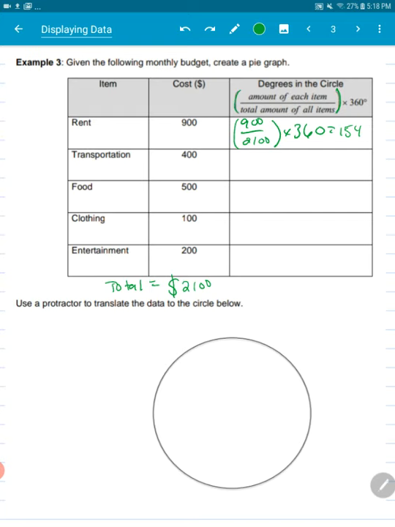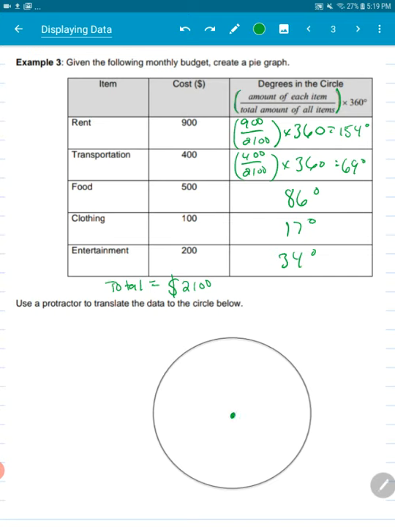Going to do the same thing again with transportation. So now it gets pretty repetitive. Multiply it by 360 and you get 69 degrees. You're going to do the same thing again with food, with clothing, with entertainment. And you get 86 degrees, 17 degrees, 34 degrees. And if you test it out and you add it all up, you should get a total of 360 degrees. And you can double check for me, but it does add up to 360, which is perfect, because with rounding you could get close to like 359 or 361, which is also fine.